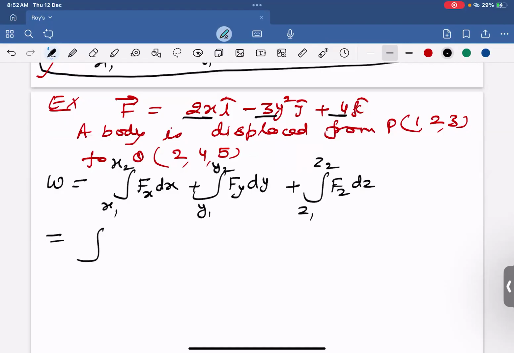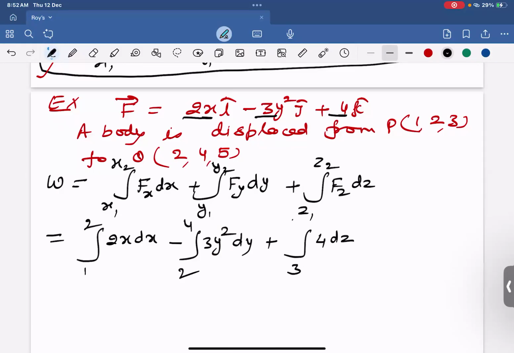It means that Fx means here 2x, so we have to integrate 2x, and that we have to integrate from x1 is 1, x2 is 2, from 1 to 2. Fy, we have this minus sign, minus 3y square dy, and y limit will be from 2 to 4. Then we have z component, which is only 4, there is no variable there, and that we have to vary from 3 to 5.